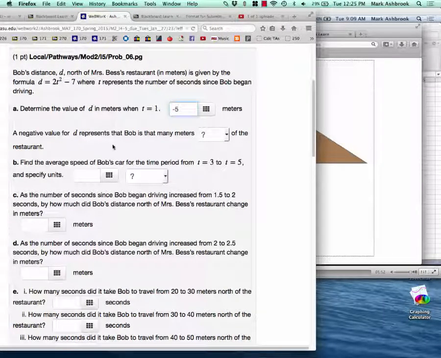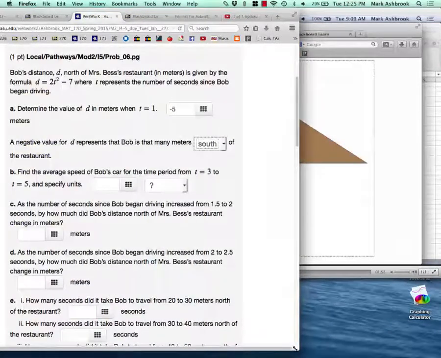And what does a negative value mean? That if this is d meters north of the restaurant, if he's -5, that means he's south. Okay? Average speed. So here we go. To find average speed, what did we say the meaning of average speed was? Can anyone remember the definition? Really important. What is the meaning of average speed?